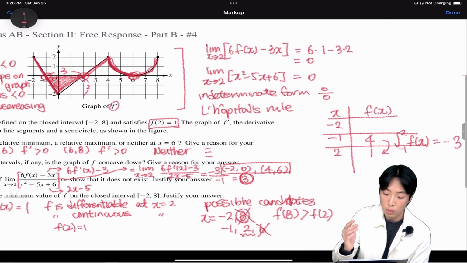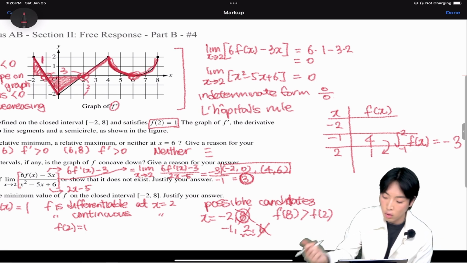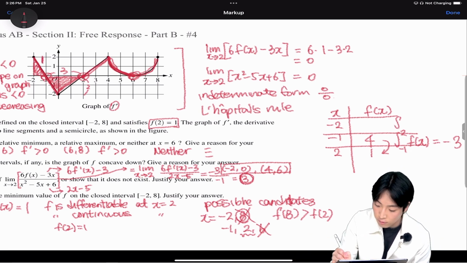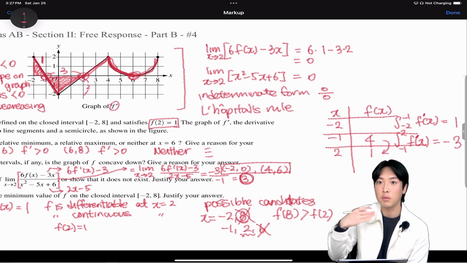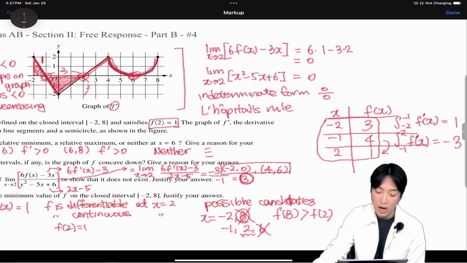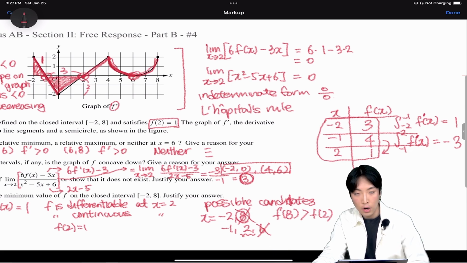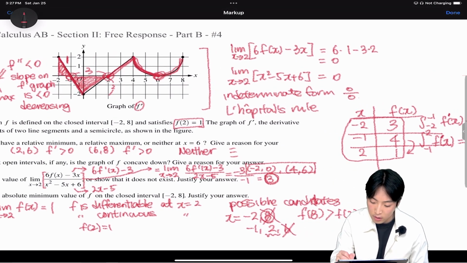And we can use a similar method from -2 to -1. This area is 1, so going from -2 to -1, our f of x, sorry, I should have said f prime of x is 1. So that means going from -2 to -1, this f of x increased by 1. So that will be 3. So now we have 3 possible candidates for absolute minimum value, and we have their function values as well. And out of these 3, 1 is the smallest value. So we conclude that our absolute minimum value of f is 1.